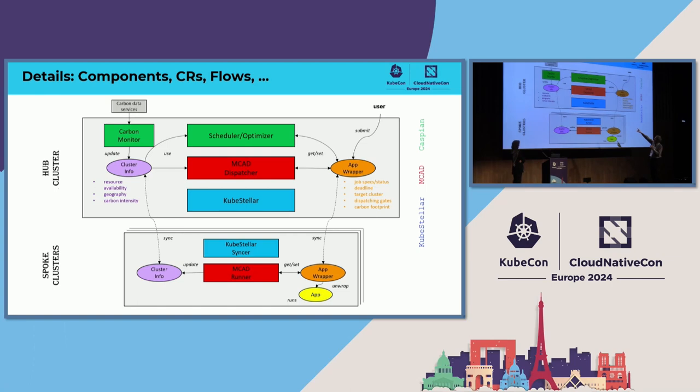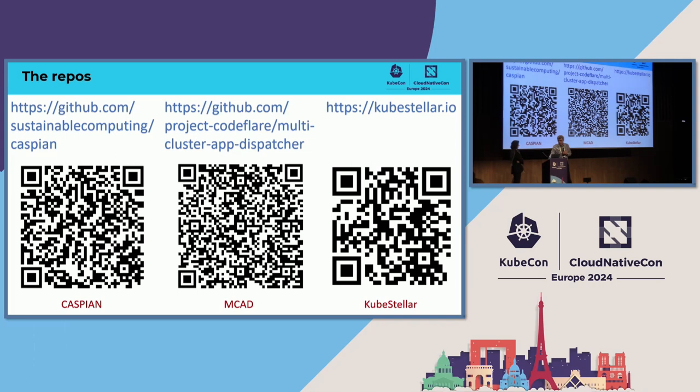MCAD has two components, one in the hub cluster, which is the dispatcher. That's where the queue is. And when it's time for the job to be scheduled, when the scheduler optimizer, which is CASPIAN, sets the gate, that job is then dispatched and will go down to the particular target spoke cluster through KubeStellar. MCAD Runner will take that job as an AppWrapper, will unwrap it, and all the API objects of that job will then live and run in the spoke clusters. If it's not preempted, let's not talk about preemption now. The app runs in here, and it will be watched by the MCAD Runner. Eventually, it will be finished, and that will be synced back up in the hub cluster. That's where the user interacts with the job. And I think I'm going to hand it over to Tayebeh to show you a demo.